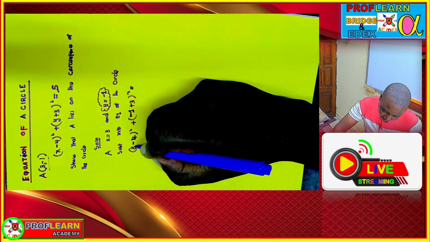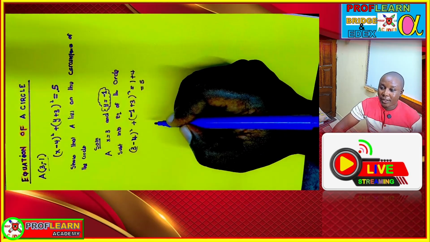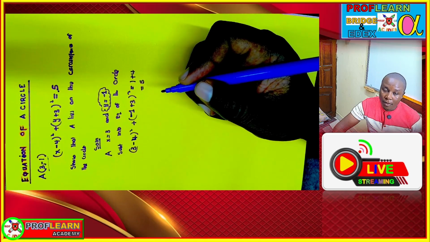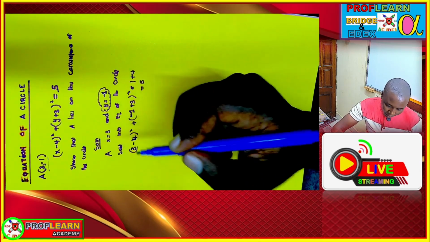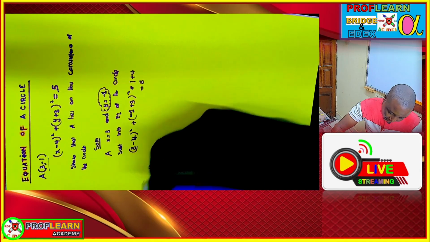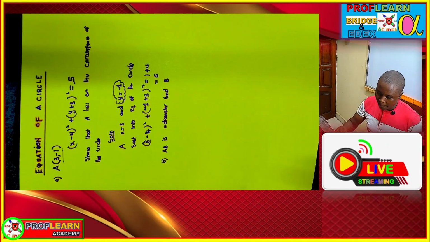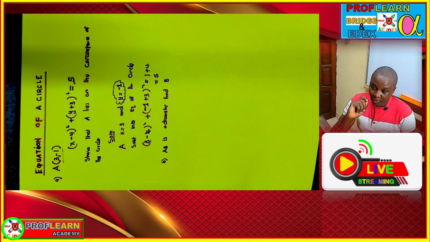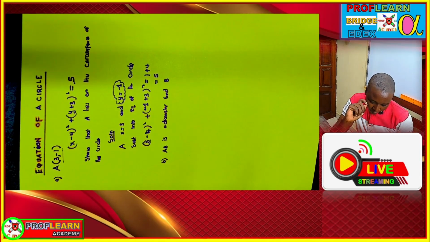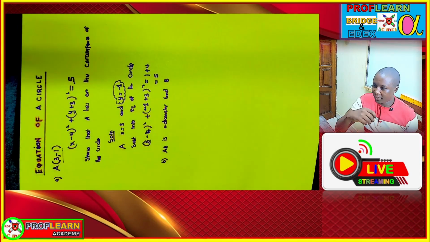This is going to be 4, which is going to be 5. So which means indeed this point A lies on the circle. Then that is the first part. The second part of the question: in this question we have already shown that indeed point A passes through, or is on, the circumference.